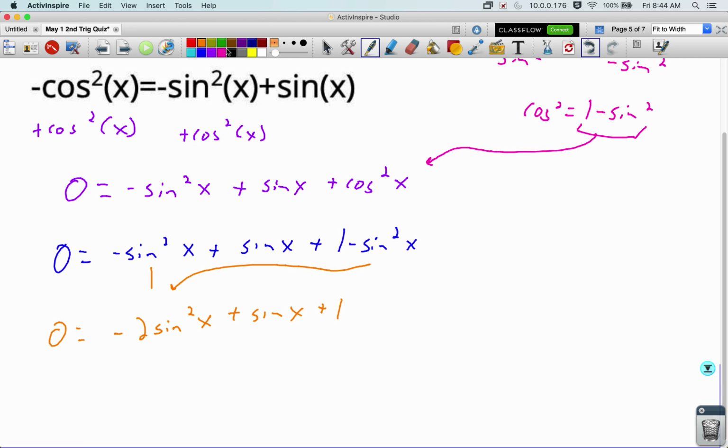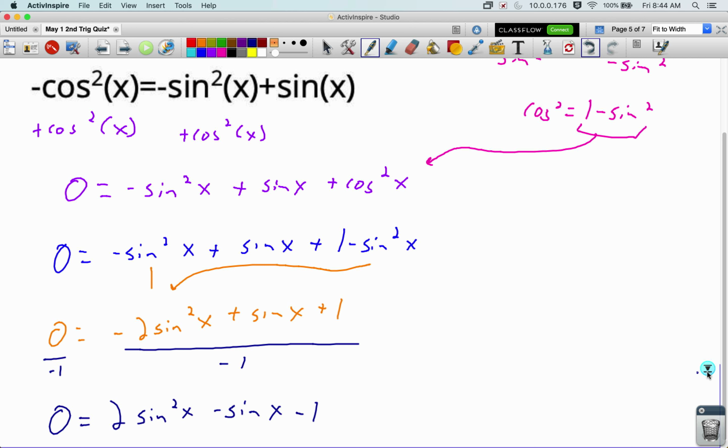Now I want to factor this, and I just kind of treat sine like a variable that's just coming with for the factoring. Actually, I don't like that negative in front. I'm going to divide everything by negative 1 first. 0 divided by negative 1 is still just 0, but now I've got 2 sine squared x minus sine of x minus 1.